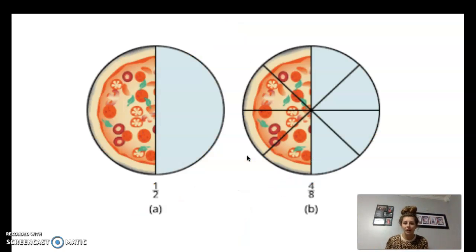So let's get started. Right over here, we're going back to a pizza example. You have the number fraction at the bottom to look at. We have 1/2 of a pizza and 4/8 of a pizza. The question is, are these two equivalent fractions? The answer is yes, but let me tell you how.